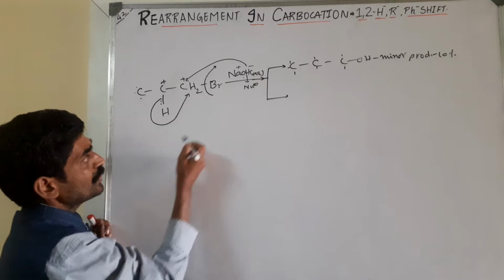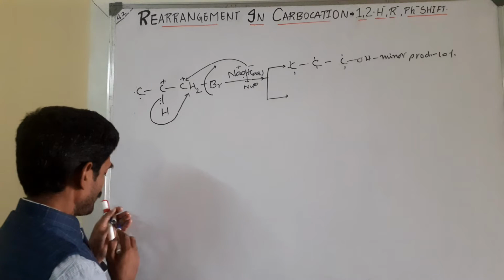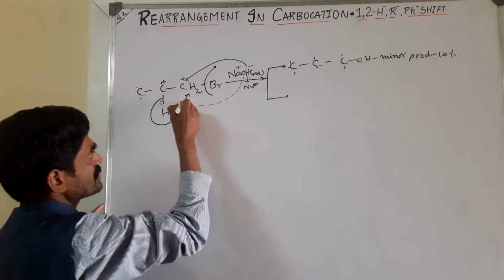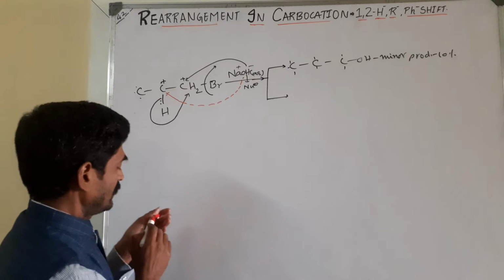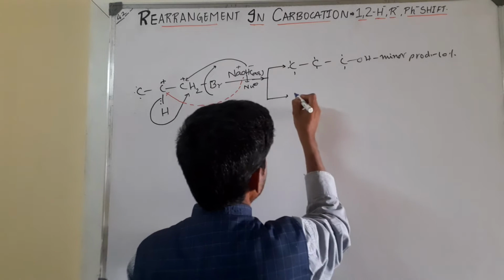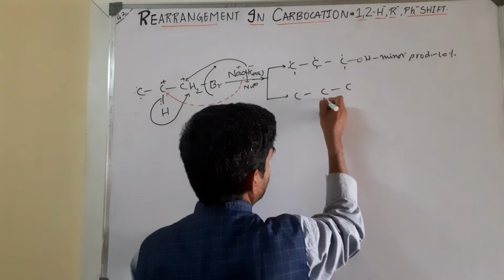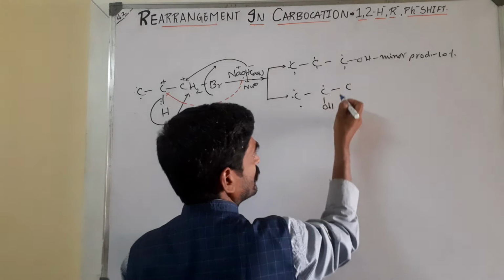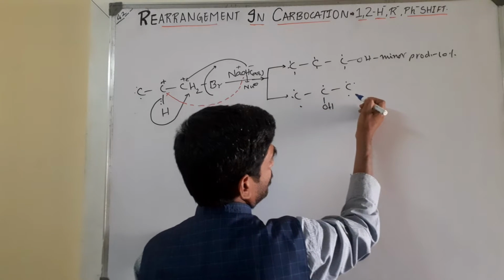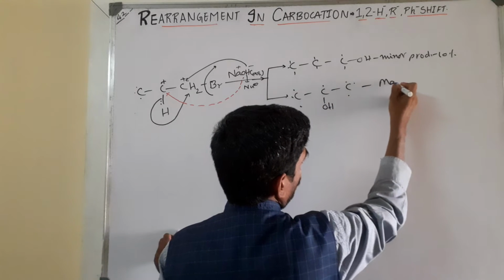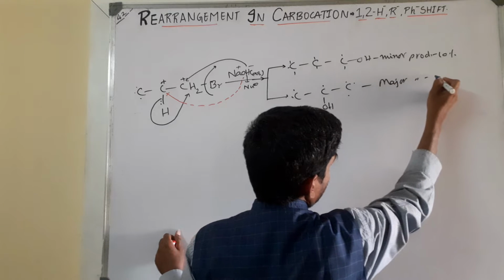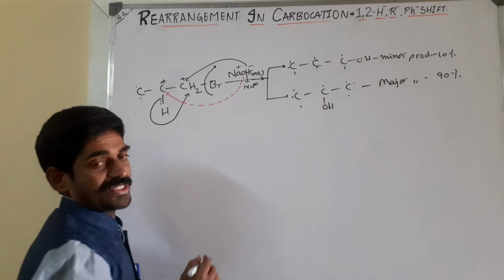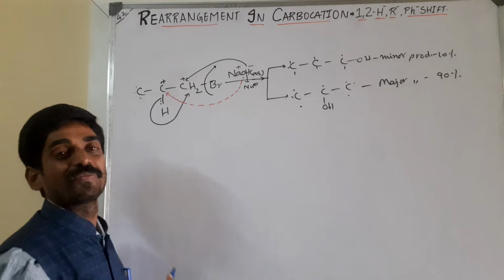Now the nucleophile attacks. This is a secondary carbocation. Then you will get the major product, where OH is bonded to the secondary carbon. It is CH3, CH, OH and CH3, right? So this is the major product. It is 90% formed. How can we explain this?